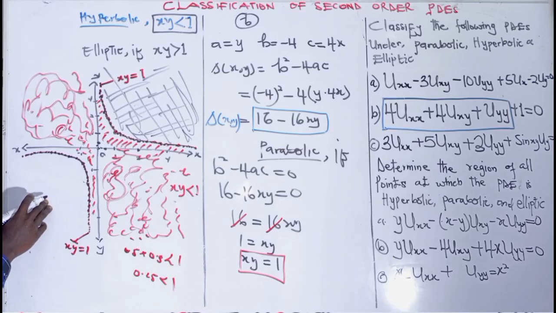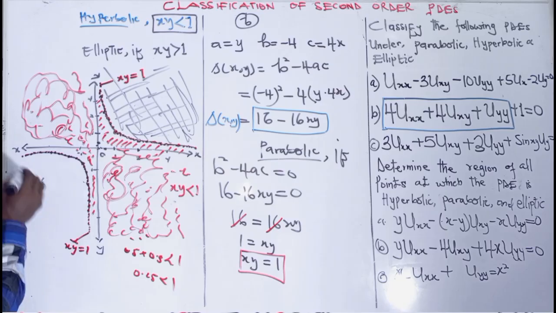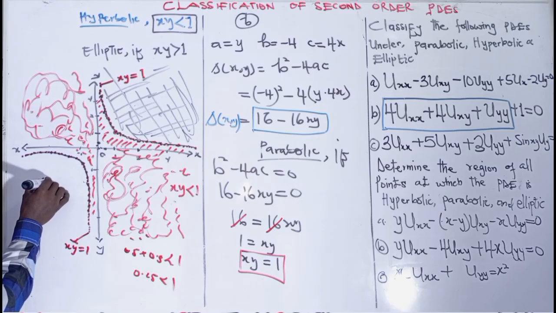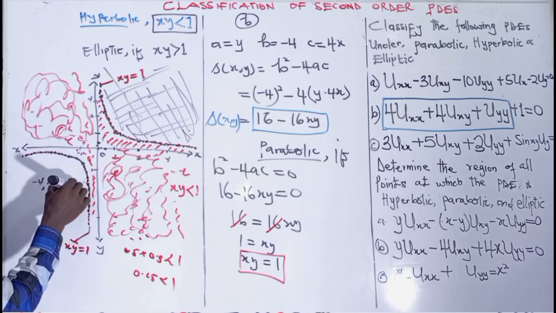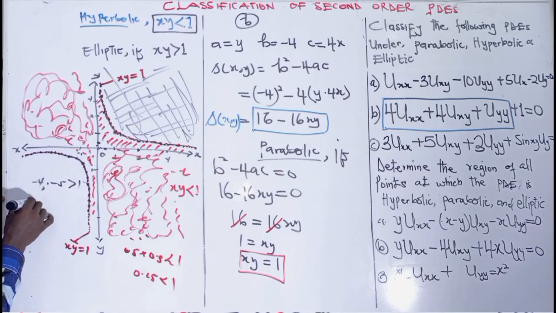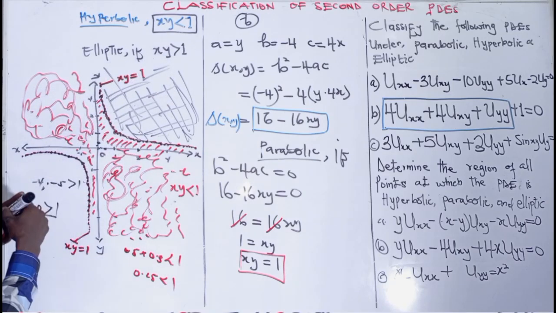The same thing applies to this side. If you pick any point here, let's say this is minus 4 and this is minus 4. Minus 4 times, let's say, minus 5. Is it greater than 1? This is going to give us 20. Is 20 greater than 1? It is greater than 1. It satisfies the elliptic inequality.